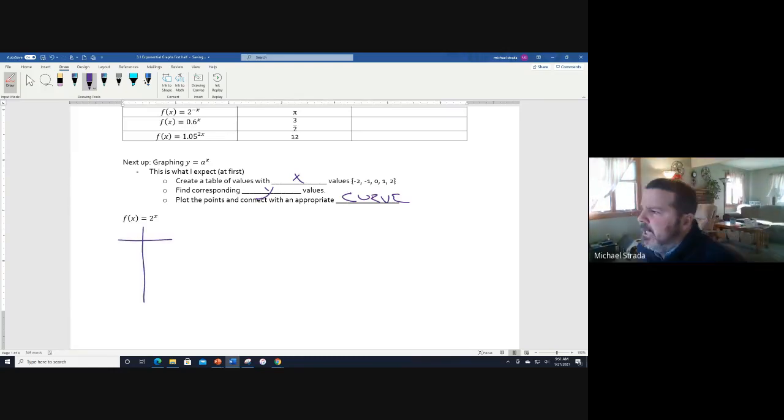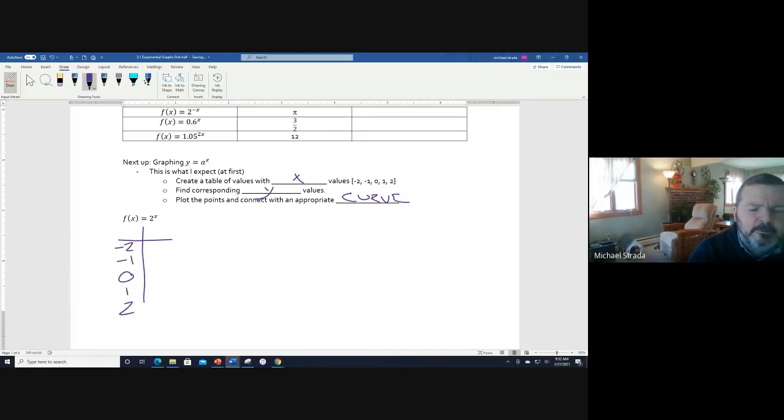All right. So when you get this assignment, whether it's tomorrow or Friday, your values of x are -2, -1, 0, 1, and 2. And you should be able to do the vast majority of this in your head. All right. You have to remember anything to the 0 power is 1. Is there anybody who has a question about that? Anything to the 0 power is 1.